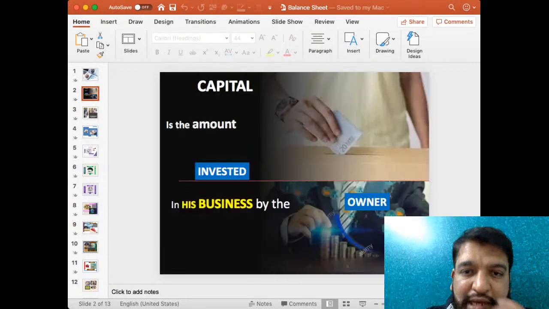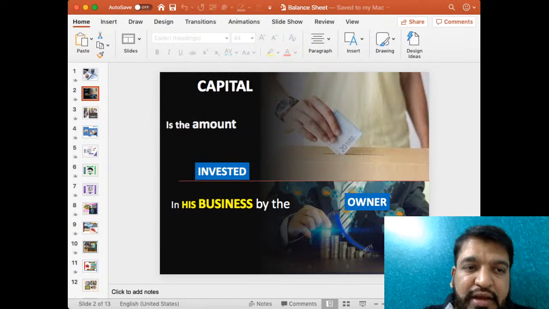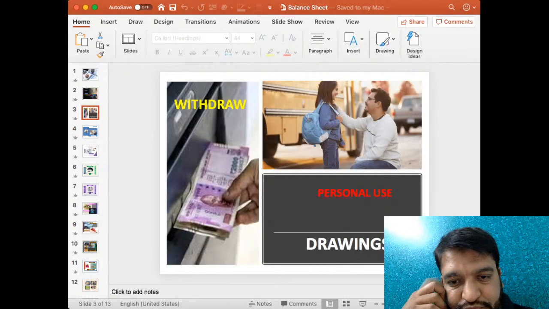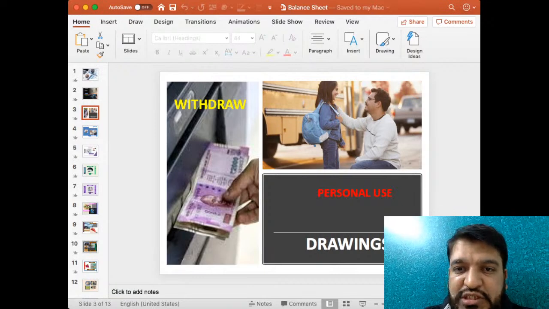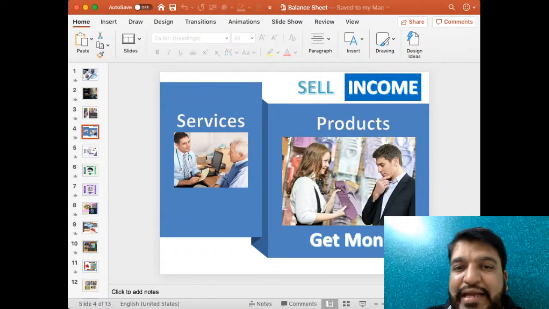Capital actually increases the owner's share in the company, and drawings reduces the physical cash in the business owned by the owner. Okay. So now let's come to what an income is.